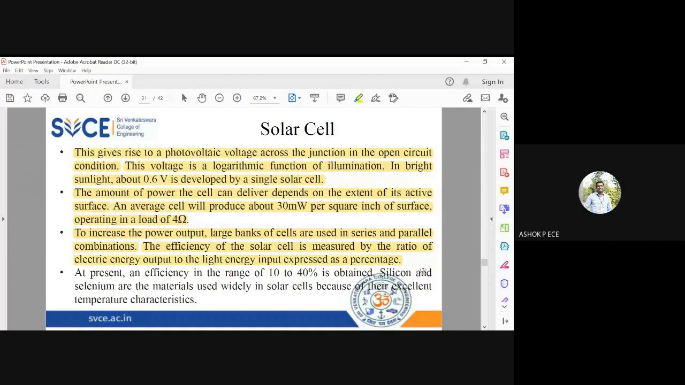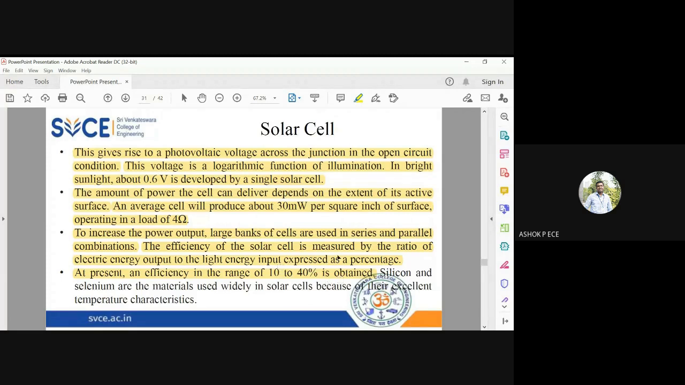The efficiency of any device you can find using the formula output by input. So here also we are doing the same thing. Output is electrical energy, input is light energy. At present, the efficiency has been found to be 10 to 40 percent. The efficiency of a solar cell is very low because the majority of the energy is wasted in the form of heat.